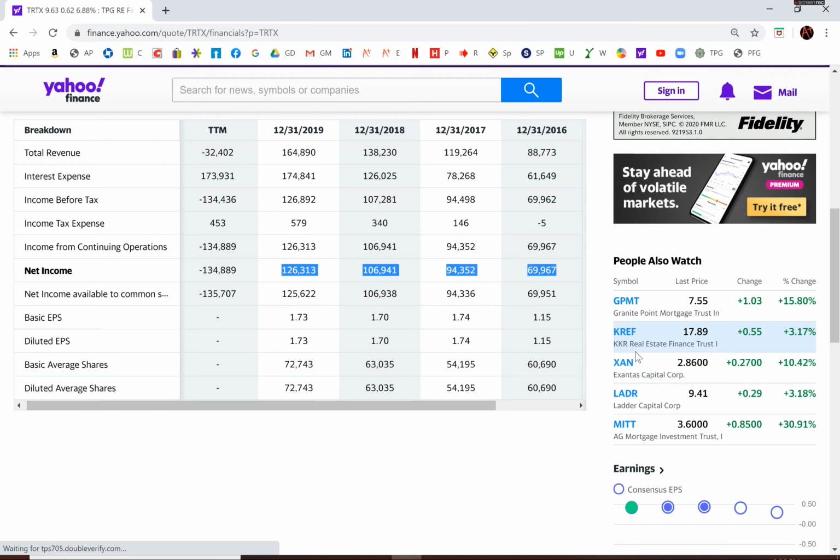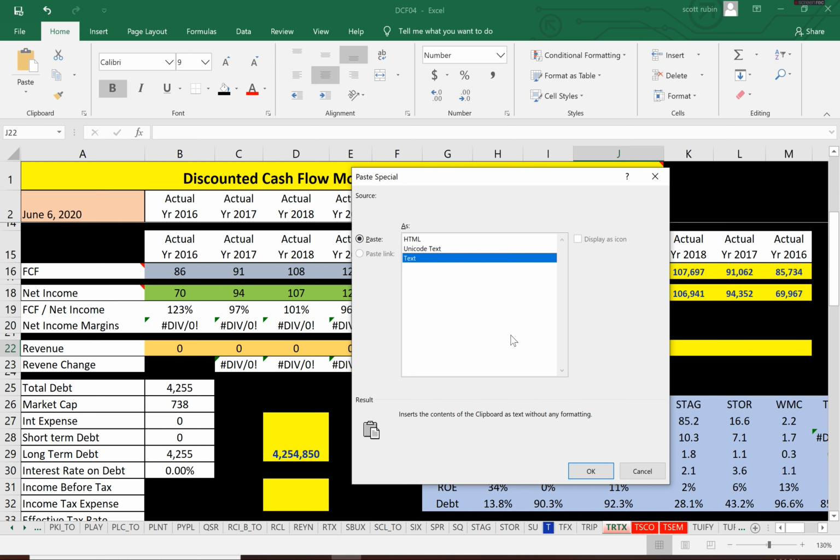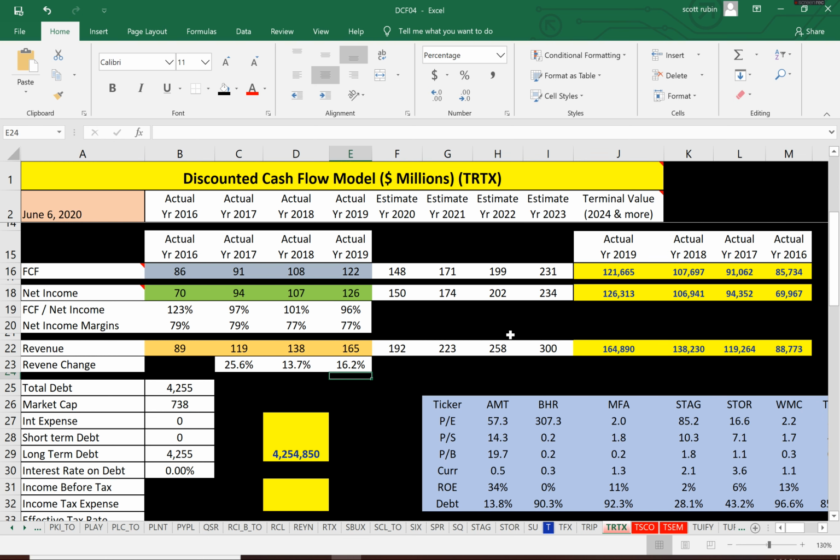Now let's get the revenue for this company, and we pull 4 years of data, and that's what we need in our model. And it calculates the future free cash flow based off of those inputs.